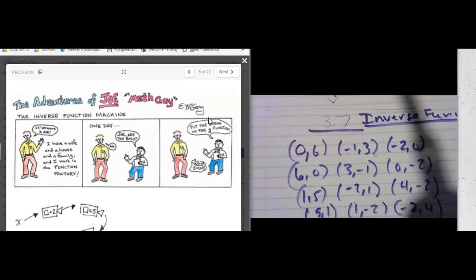Okay, there's a little comic for you. So basically, you see here you have plus 2 here and minus 2 here, times 5 here, and divided by 5 here. So basically, if you do inverse operations or opposite operations, you get back to the original. That's what that's saying there.